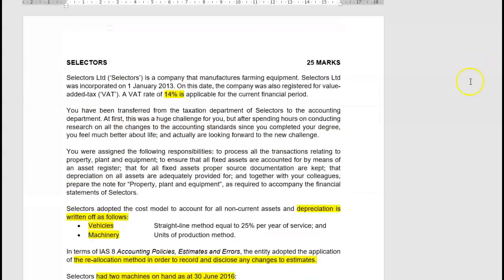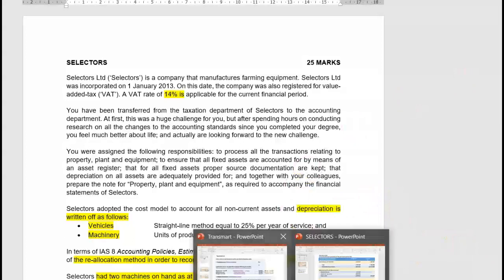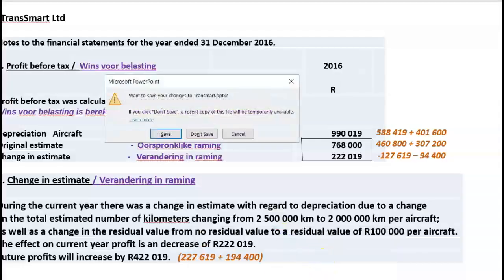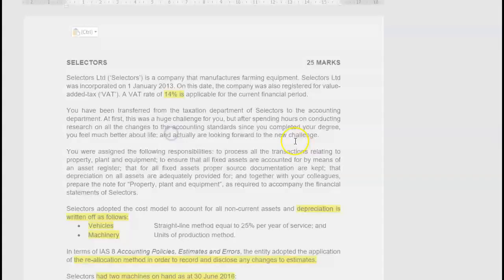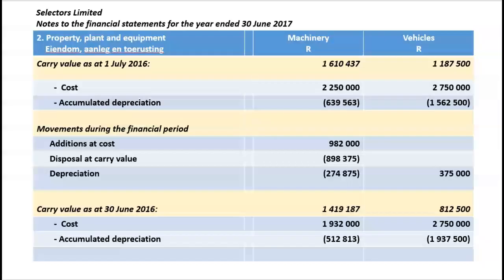So let's start our calculations. What do we need for our IAS 16 note? Now what I would propose that you do is to write down the skeleton of the IAS 16 note first. Here's our IAS 16 note. Property, plant and equipment, the name of the entity, Selectors Limited, notes to the financial statements for the year ended 30 June 2017. This is our property, plant and equipment note.